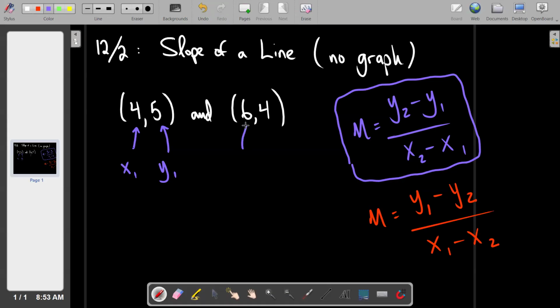Who's this little fella here, the 6? He's X2. He's the second x. And then this 4 over here is y2. Okay, give me just a second.